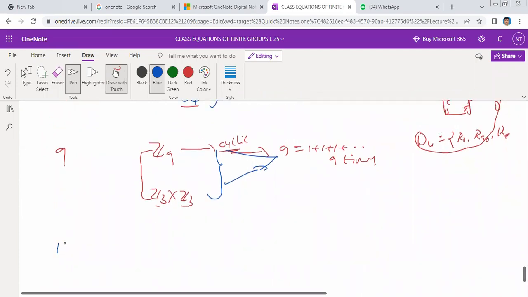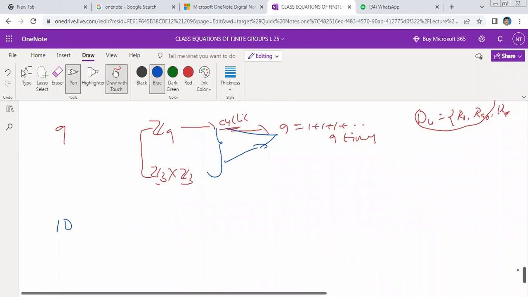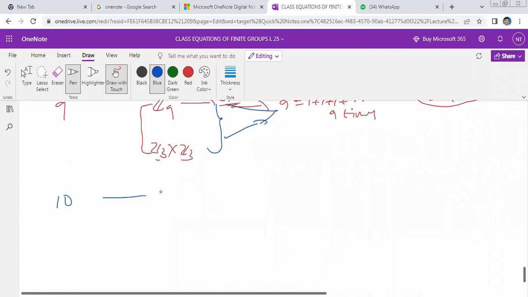It is also. Finally 10 elements. Which is isomorphic to what? Z10.